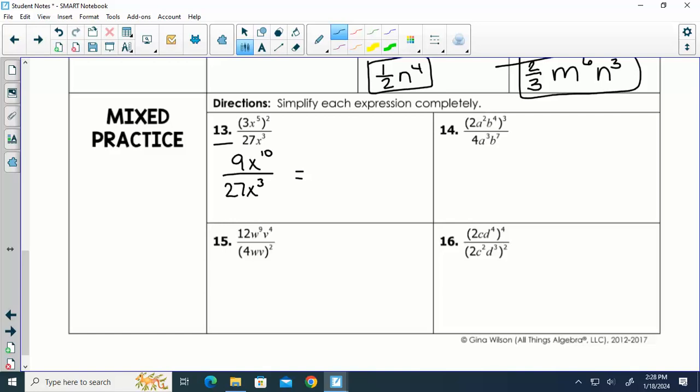All right, now, what is 9 over 27? What's that reduced to? 1/3. Okay, x to the 10th over x to the 3rd. X to the 7th. All right, I want you guys to try a couple. Why don't you try 15 and 17.